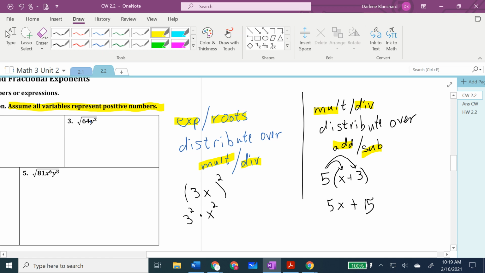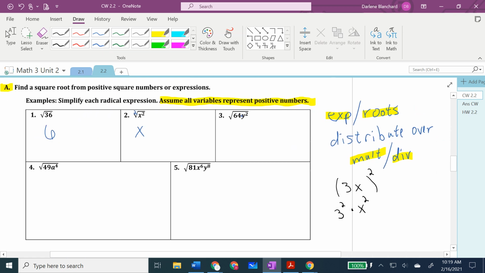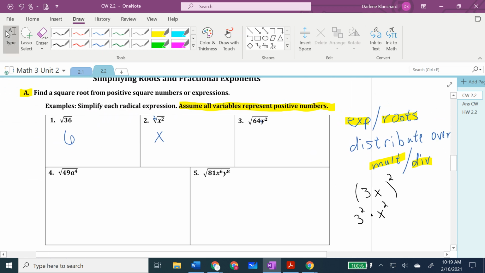Now, that means with number 3 that you have the square root of 64 times the square root of y squared. And what I'm doing is I'm combining examples 1 and 2. And you should see that you're getting 8y. Yep, you got it.